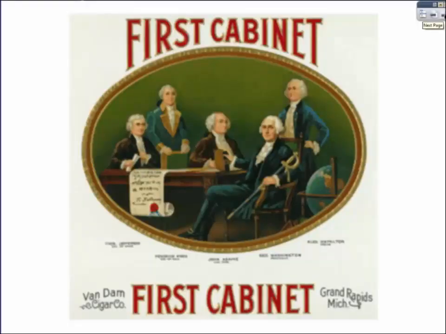This is the first presidential cabinet. The people seated are George Washington himself, the Secretary of State, Thomas Jefferson, the Secretary of the Treasury, Alexander Hamilton, the Secretary of War, Henry Knox, and the Attorney General, Edmund Randolph.